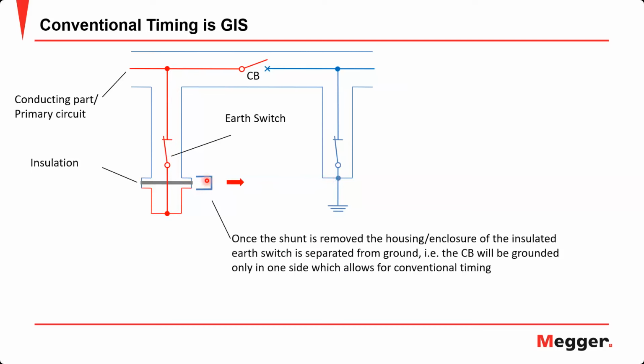When we remove this earth link or shunt, this part of the body is insulated from this part through this insulation. So right now, this part of the circuit breaker is not grounded because we removed the earth link. And this is what we usually do when we want to do circuit breaker timing using the conventional method.